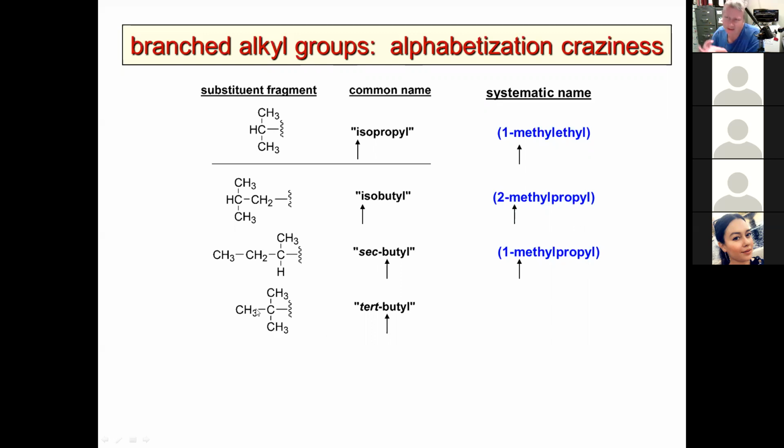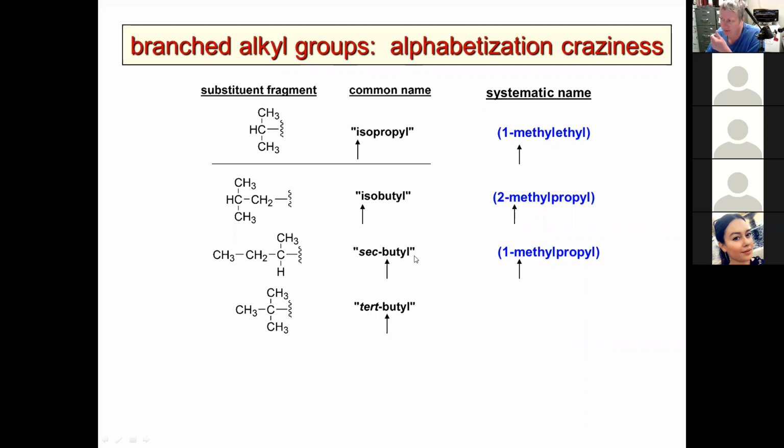Okay, now this one. We already did this. We just did it last slide, right? No, I mean the sec-butyl one. I have a question about that one. Why is it not butyl, and why is it methyl propyl? Yeah, that's funny.